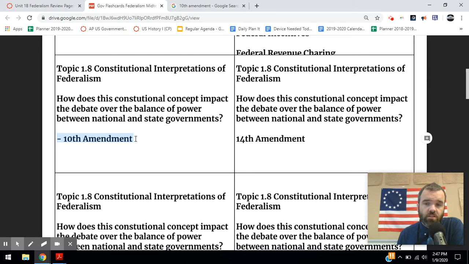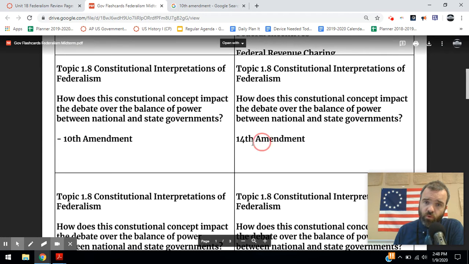So the 10th Amendment says that all powers not given to the federal government or prohibited to the states are reserved to the states. If the Constitution doesn't say anything about a power, whether taking it away from a state or granting it to the federal government, then it is a reserved power. People use that to justify state action and say this is something states are allowed to do. So the 10th Amendment is used to justify expansion of state power.